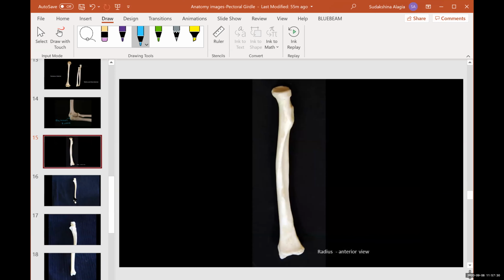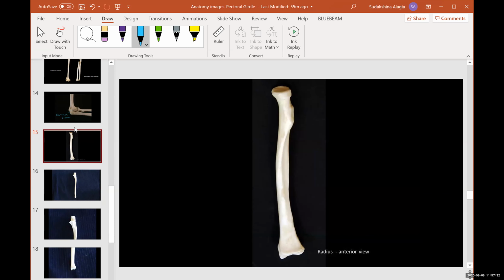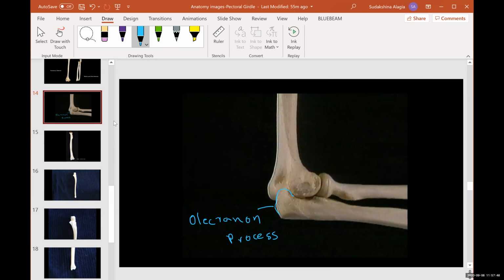Radius. I'm pretty sure you are capable of learning the radius on your own. We have head, styloid process and ulnar notch. That's all we have. Okay, so head of the radius, the proximal end of the radius. Head of the radius. Always say head of which bone?